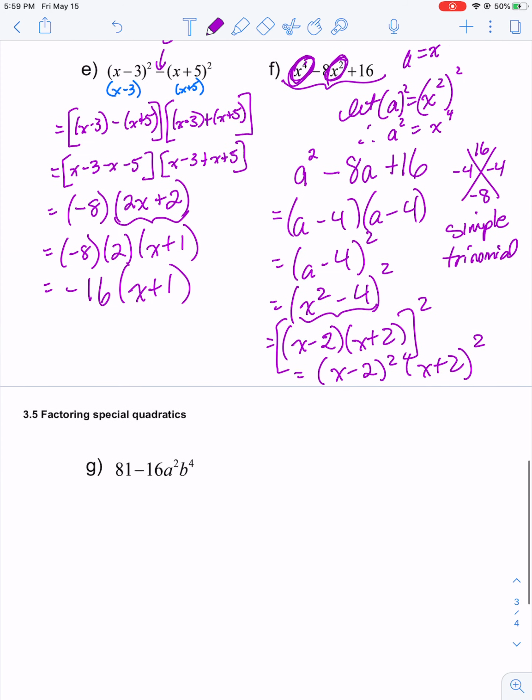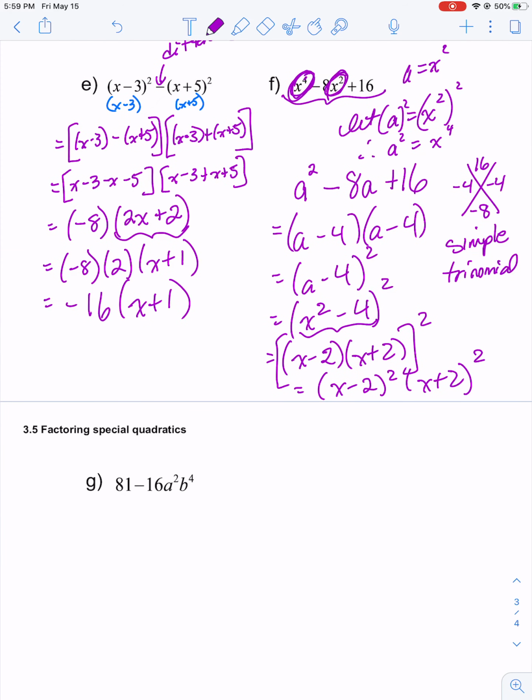All right, G, 81 minus 16a squared b to the 4. 81 is the square of 9. 16a squared b to the 4. Now the reason why I'm doing this is right away, as soon as I see subtraction between two terms, I immediately try to determine if it's difference of squares. 16a squared b to the 4, that is the square of 4ab squared. So this equals 9 minus 4ab squared, 9 plus 4ab squared.